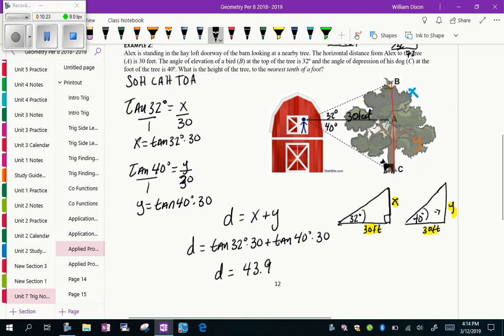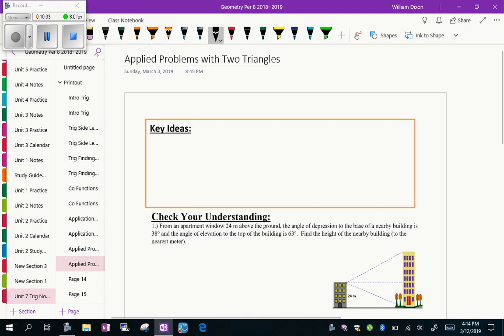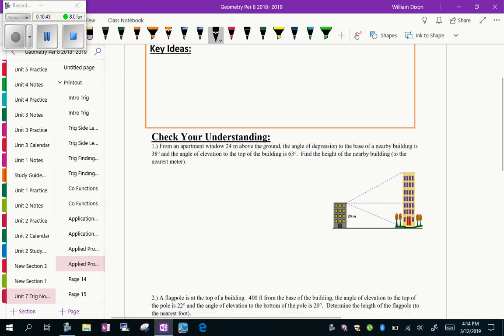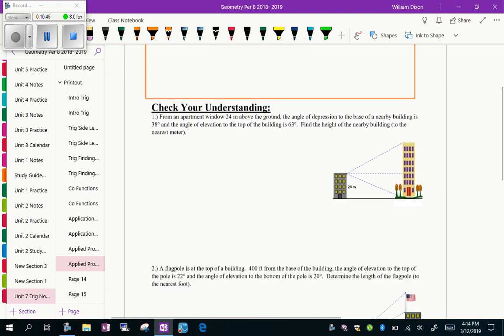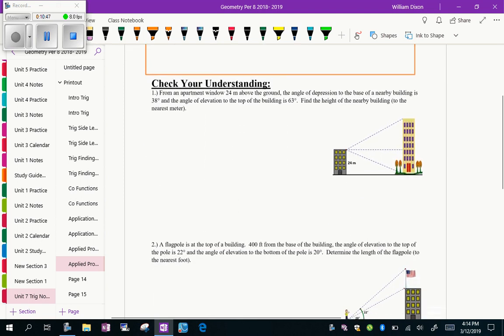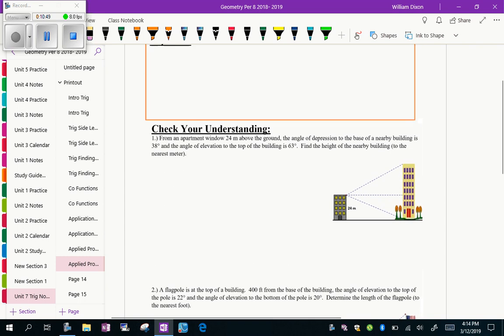So a good strategy, again, is to separate out the triangles and mark up the figure in terms of the given information. What I want you to do, again, is write down the key ideas, very important, in your own words. We'll go over that tomorrow. I want you to try your check for understanding. Set up those problems, use the examples that are in this video, and we will go over that also tomorrow.